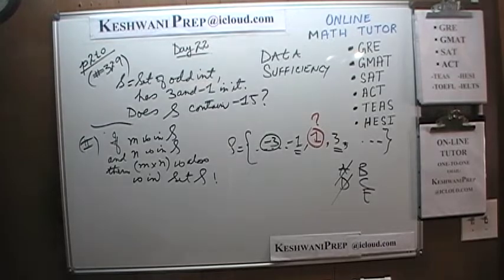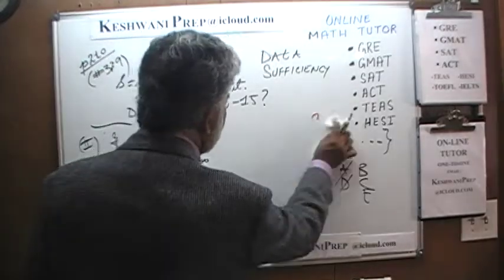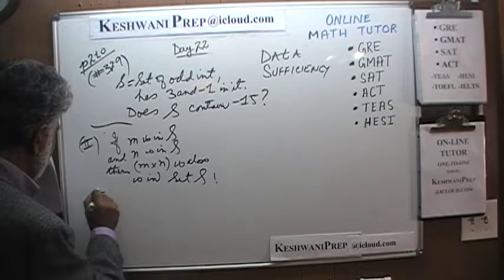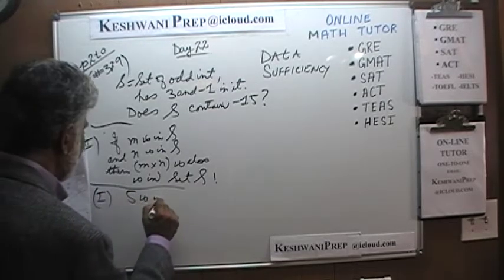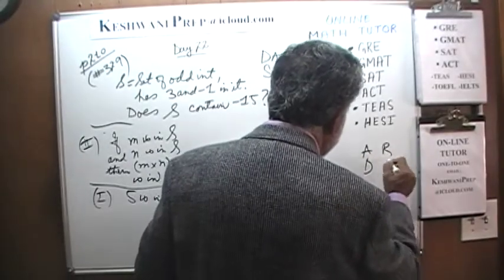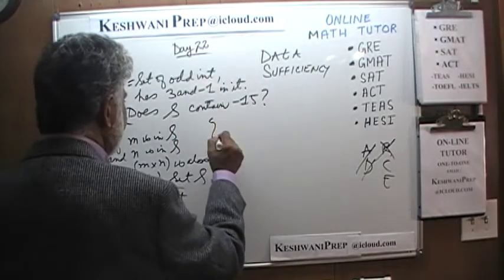Let's put the first statement and the second statement together. Oh, I shouldn't have erased that. The first statement told us that 5 is in set S. So the second statement was not enough either. A, D, B, C, E. Let's put them together. So here's our set S.